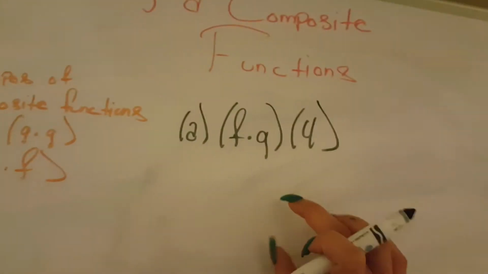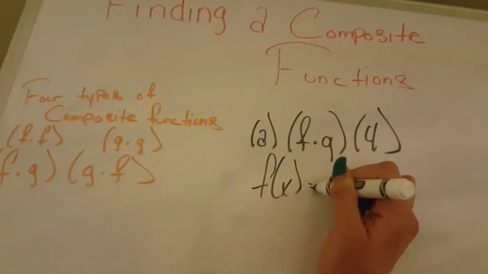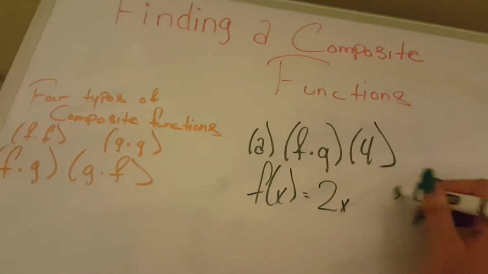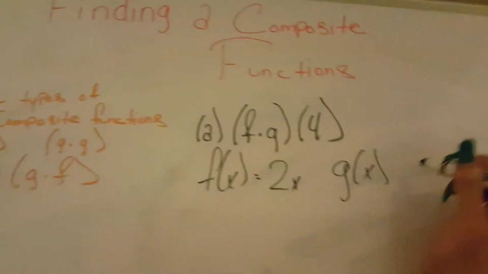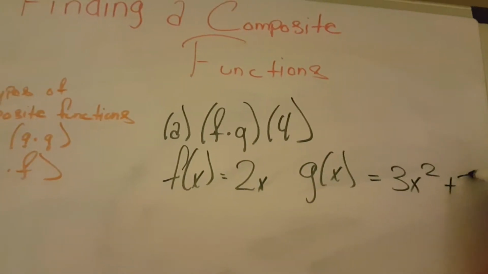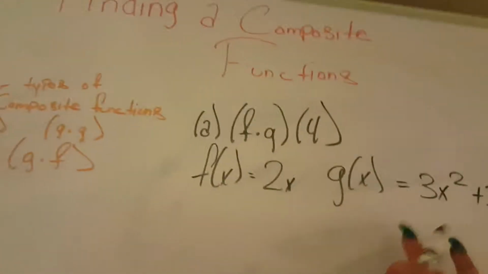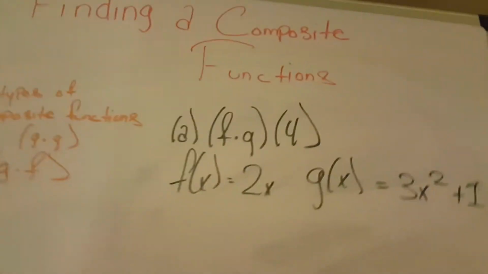What you do first is write down f of x equals 2x, and g of x equals 3x squared plus 1. Okay, so now we wrote down the problem. That's the first step. Write down the problem and figure out which composite function you actually have.